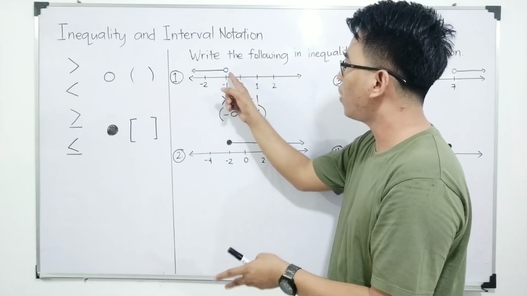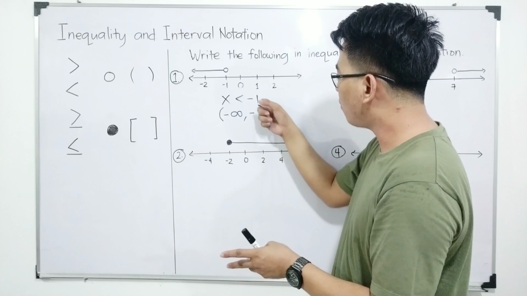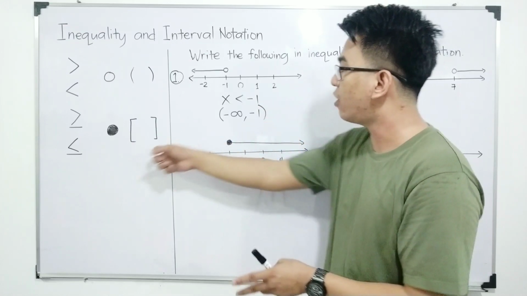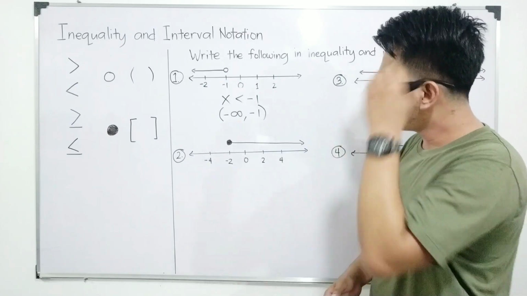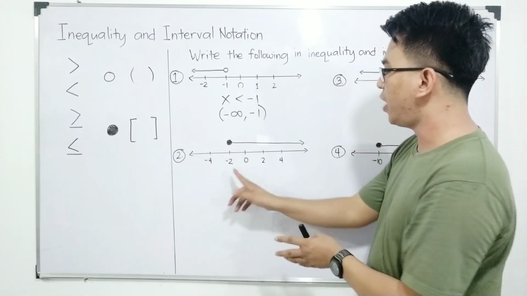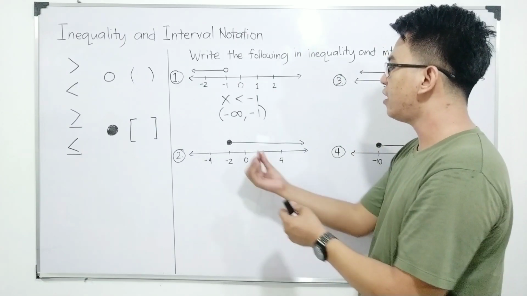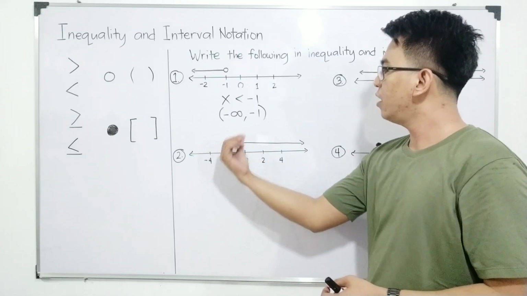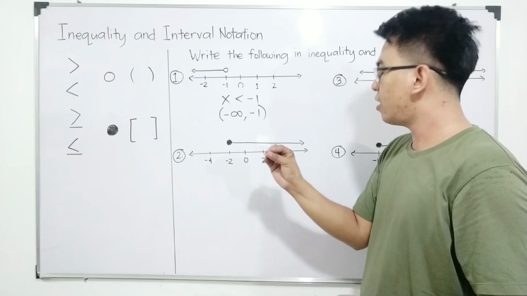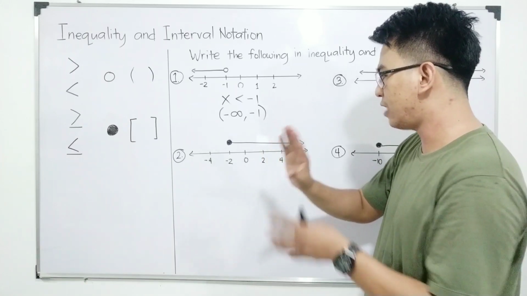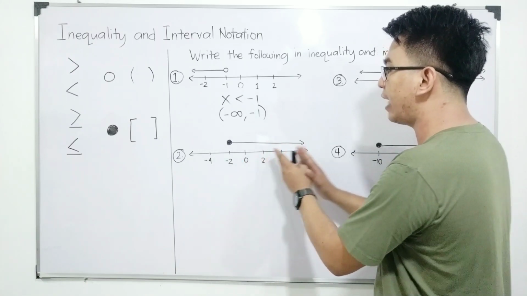And since negative 1 is not included sa ating solution, gumamit ako ng parenthesis instead of the bracket. Let's move on with number 2 para mas ma-realize nyo. For number 2, ang ating critical point is negative 2. And as you can see, yung ating solutions ay yung values or the integers which is started from negative 2 and greater than negative 2.